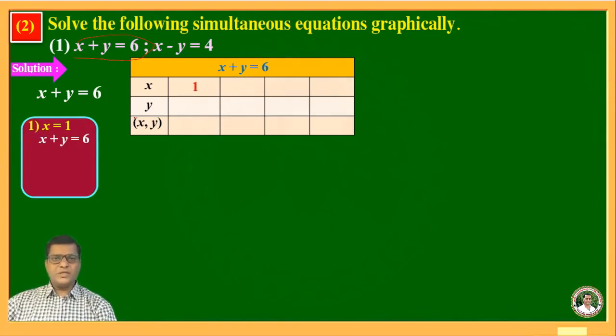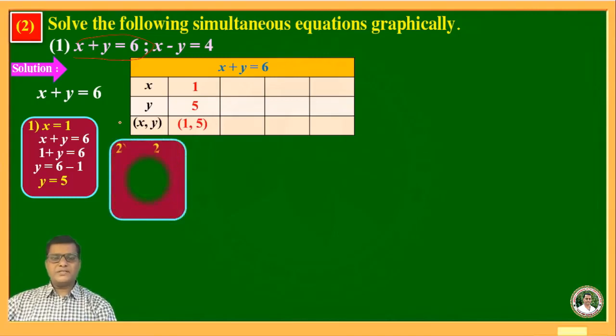If we take x is equal to 1, then write this value in the table and substitute x is equal to 1 in the given equation x plus y is equal to 6, that is 1 plus y is equal to 6. If we simplify this, then we will get the value of y is 5. Write this value in the table and write the coordinates of the points, that is 1, 5.